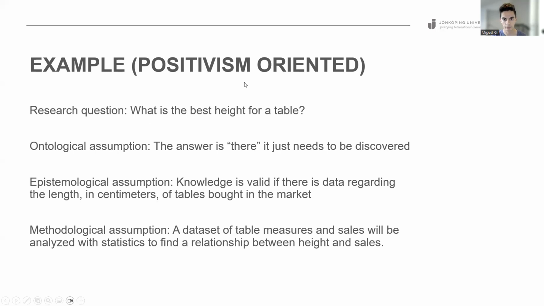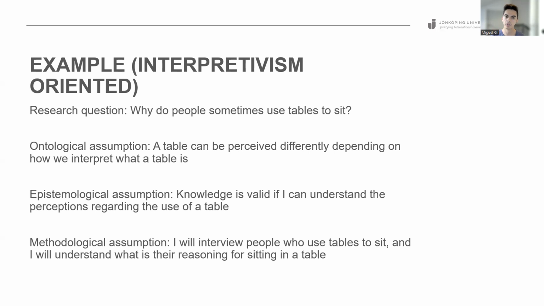Now, a different and also very practical example is, if my question is, why do people sometimes use tables to sit? People shouldn't use tables to sit. People should use tables to eat or to work, not to sit, in a very strict sense, right? But people don't care, and then people sit. If I want to understand why people sit, I am assuming that the table can be perceived differently, that the reality of what a table is is not a very objective definition of this is a table. No, the definition of a table depends on interpretation, so it can be seen differently.